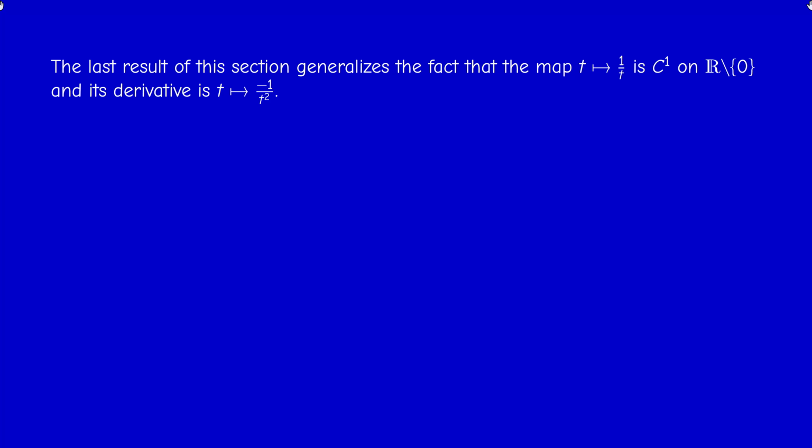Welcome back. This is the third and last video of section 2.1, in which we are going to prove the continuous differentiability of the inverse function. So this is a generalization of the familiar and elementary result that the function from R without 0 to R, which is given by 1 over t, is of course C1, and its derivative is minus 1 over t squared.